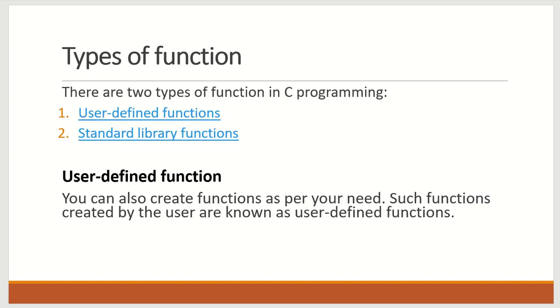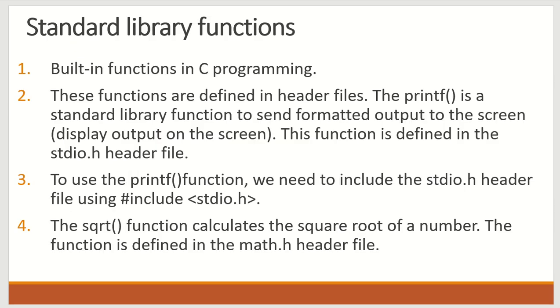So now the types of function. There are two types of function in C programming. One is user-defined function and one is standard library function. So what is the meaning of the user-defined function? You can also create the function as per your requirement or your need. Such functions created by the user are known as user-defined function.